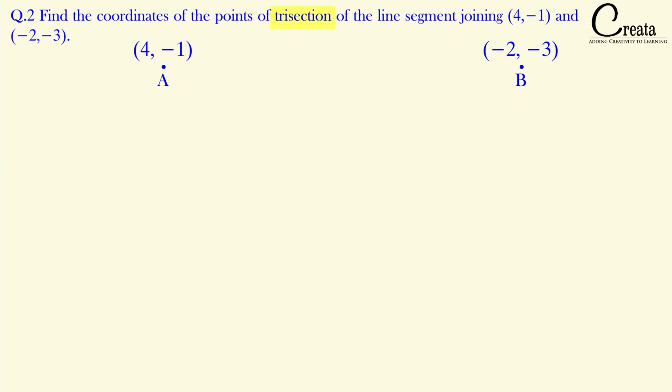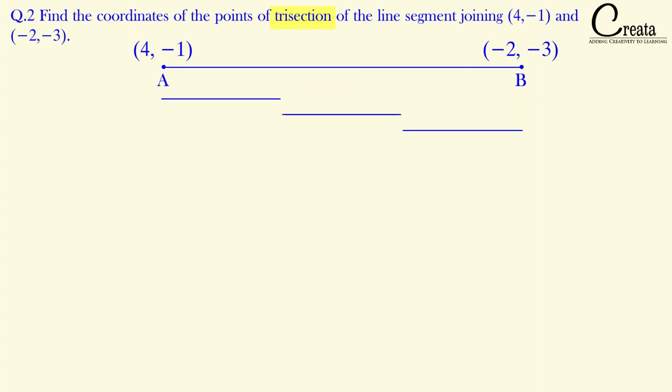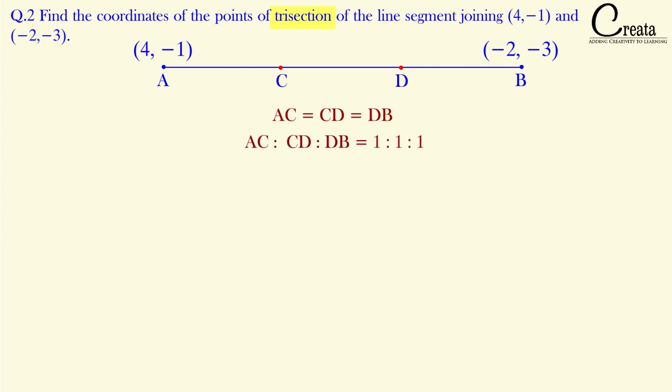In the question, the word trisection is used. It means this line segment AB is divided into 3 equal parts. Trisection, 3 equal parts. So these are the 3 equal parts. Let's give the name to these 2 points as C and D. So AC, CD and DB are the 3 parts which are equal. So we can say the ratio of AC to CD to DB will be 1:1:1. Got it? All the 3 parts are equal. And in the question we have to find the coordinate of point C and coordinate of point D.